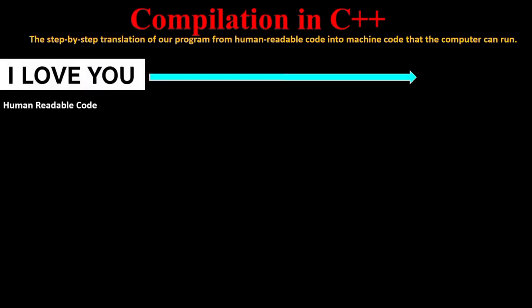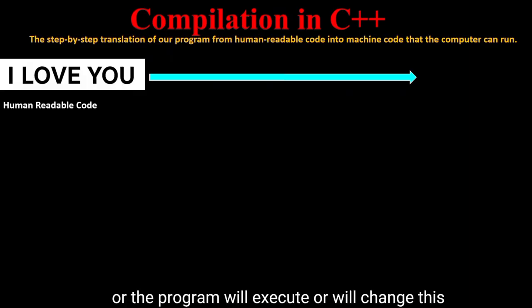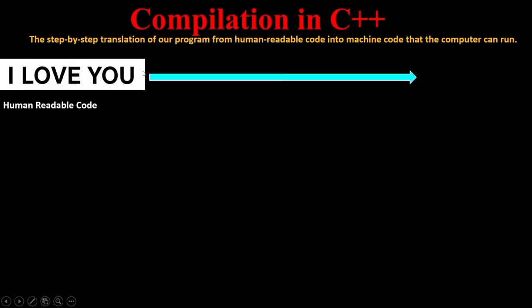Let's take an example of this. So in this example, when we write I love you, I love you is human readable code. Remember, we are looking at C++, which is a high-level language. Is that okay? So a high-level language is friendly to users, whereby it permits you to use your own language that you can understand. So you write the code in your language that you can understand. Then the computer or the program will execute or will change this I love you into machine readable code.